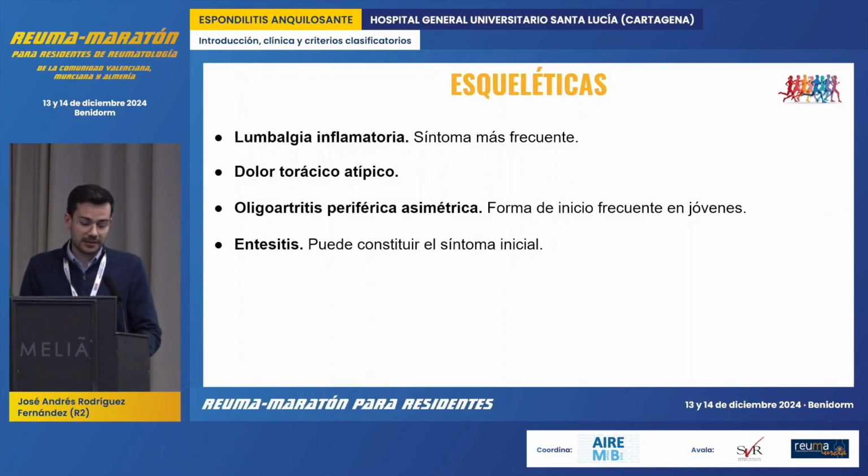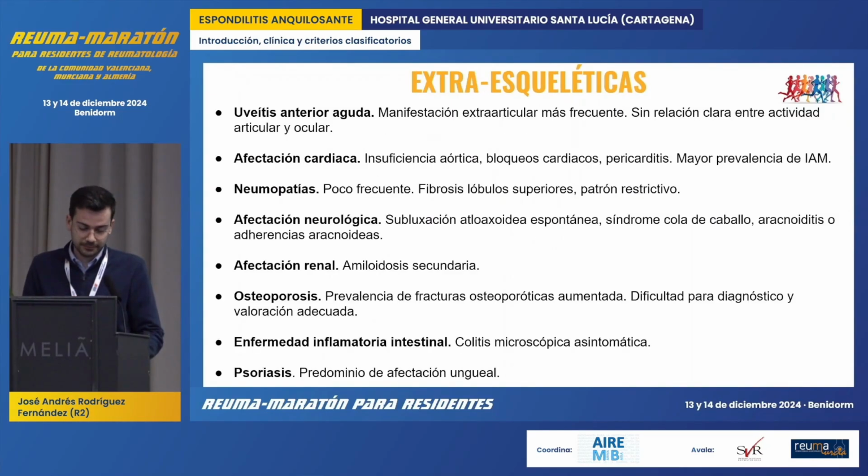This oligoarthritis predominantly affects the lower limbs. And hip arthritis would be the most severe and at the same time the most common form of arthritis. We also find enthesitis, which can manifest in the heel, the Achilles tendon, the patellar tendon, or the epicondyle, and it often represents the initial symptom or the most prominent early symptom.